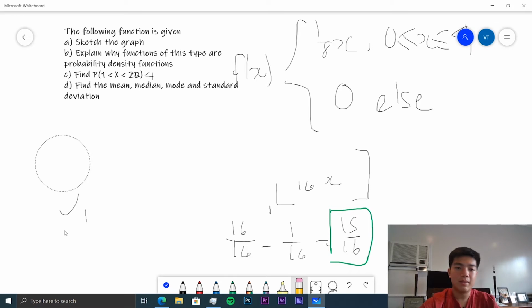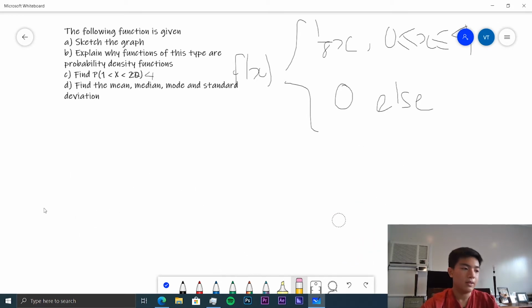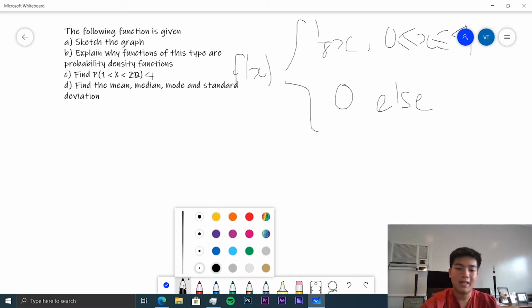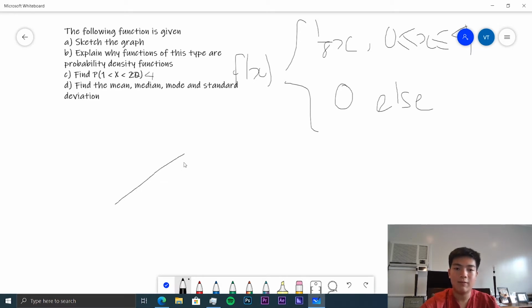Finally, find the mean, median, mode, and standard deviation. Okay, let's start with the mode because that one's the easiest. The mode is 4, and that's because 4 has the highest probability density. Since the graph looks like this, we're just looking for the highest point on the graph, really, and that's the mode. So mode 4.